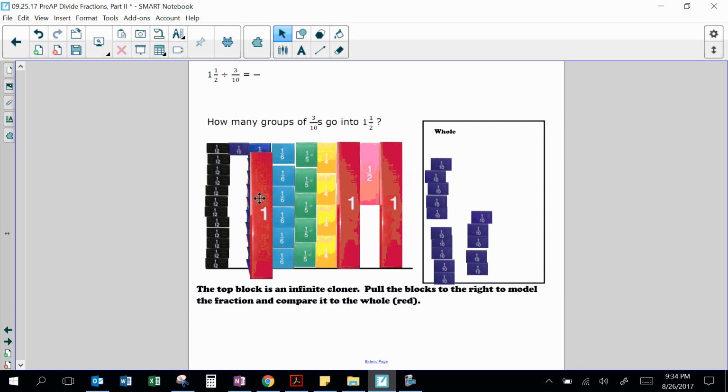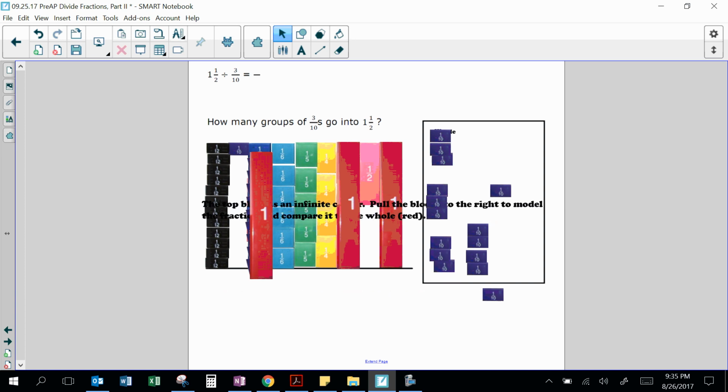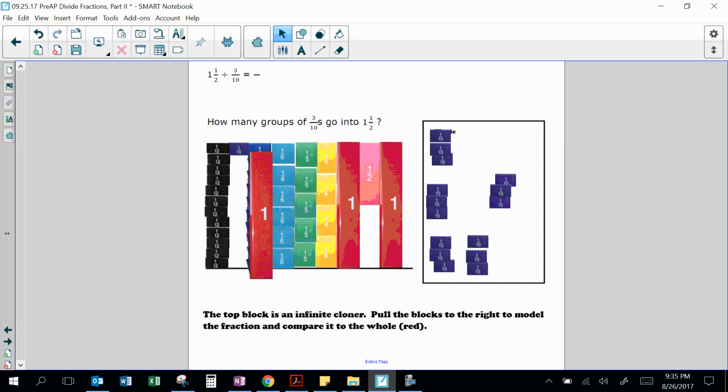So how many groups of 3/10 go in? So let's see. 1 group of 3/10, 2 groups of 3/10, 3 groups of 3/10, 4 groups of 3/10, 5 groups. So how many groups of 3/10 go into 1 and 1/2? 5 groups.